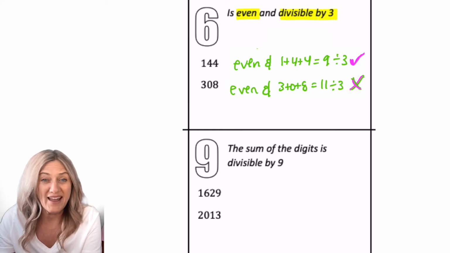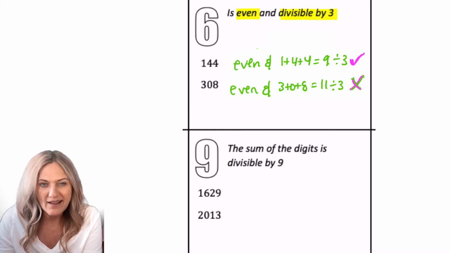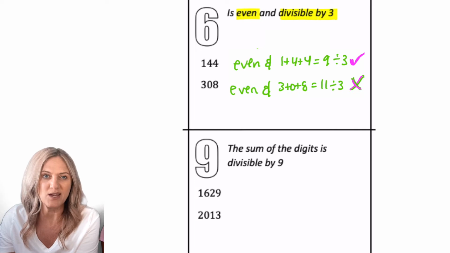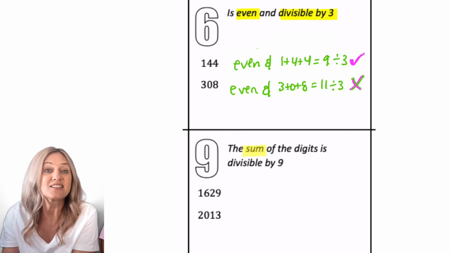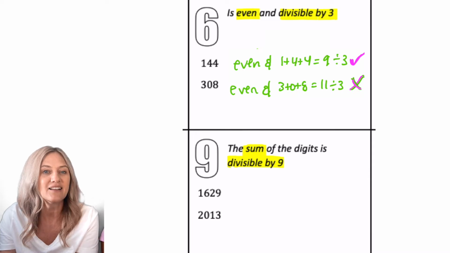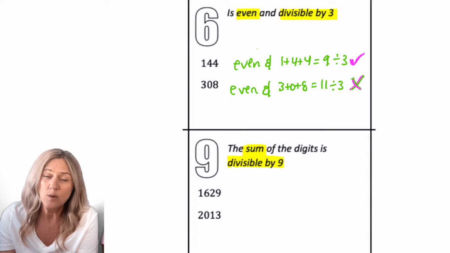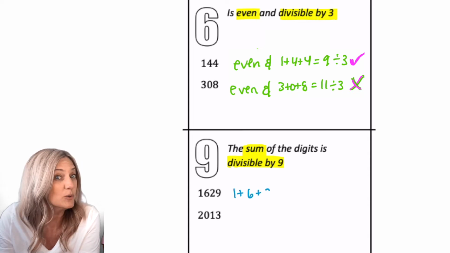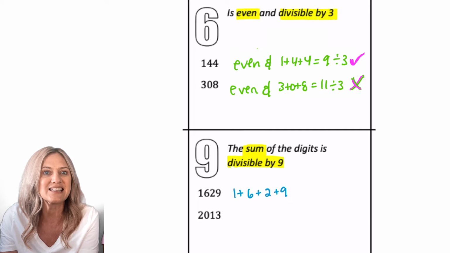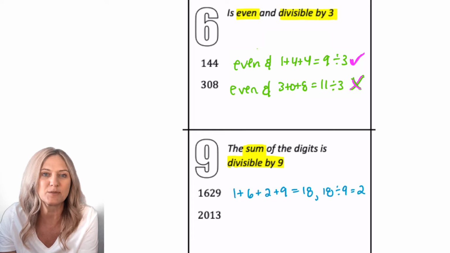Now let's take a look at how do we know if a number is divisible by 9? Well, it's very similar to 3. If we add the digits and the sum is divisible by 9, then that number is divisible by 9. Let's look at a couple of examples. 1,629. 1 plus 6 is 7, plus 2 is 9, plus another 9 is 18. 18 divided by 9, 2? Yes, 1,629 is divisible by 9.